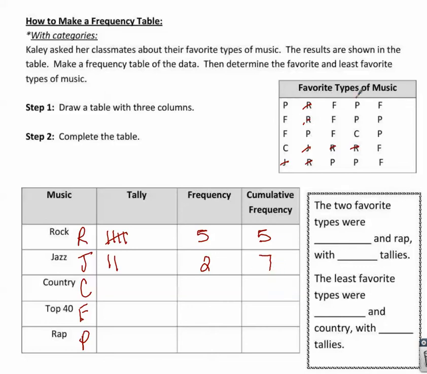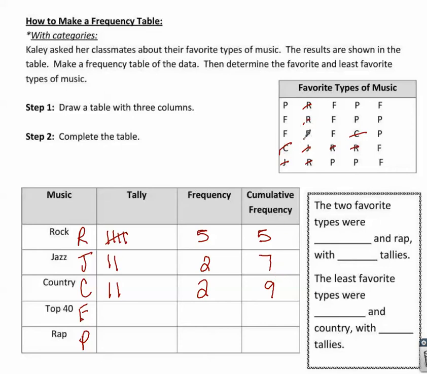Country, so go through and look at all your countries. So I have 1 country and 2 countries. So frequency of 2. Now I had a total of 7. I just added 2 more. So now my cumulative frequency is 9.